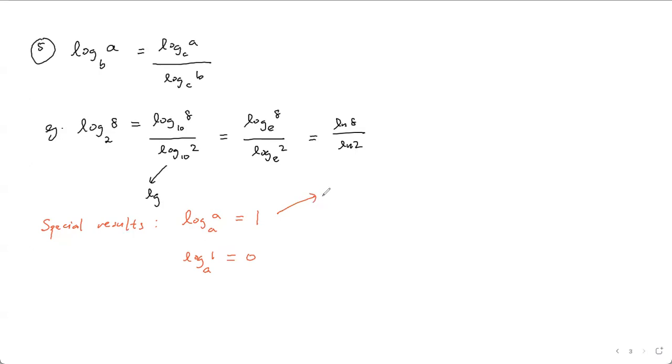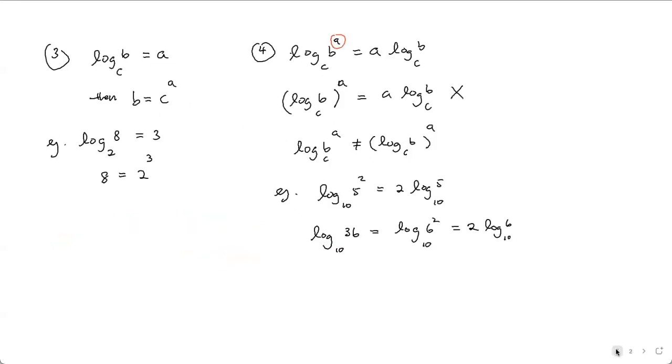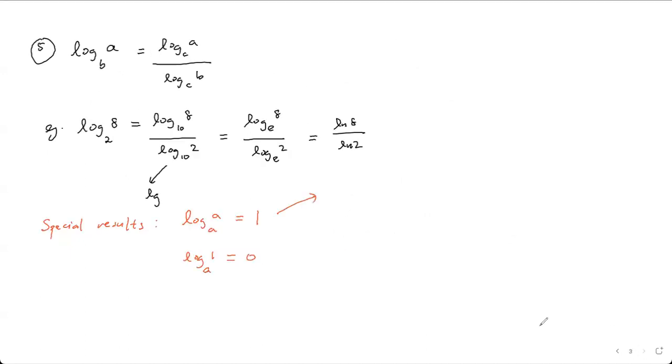If you think about one of the rules earlier, I think it was rule number 3, B equals C to the power of A. A is equal to a to the power of 1, so it totally makes sense. Log a base a is equal to 1. Whenever these two values are the same, it will always be equal to 1.